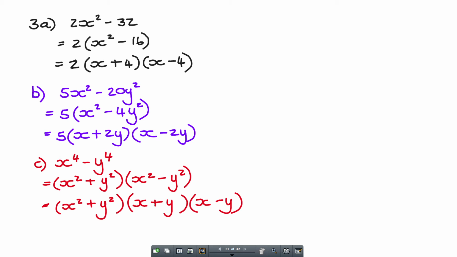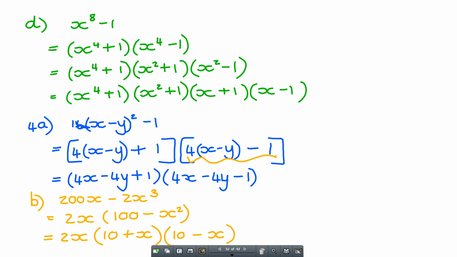Now, at C, you will see that I got x squared plus y squared and then x squared minus y squared. But over here, this bracket can be factorized further. There's two terms, there's a minus in between, and I can get square root of x squared and of y squared. So that factorized gave me that last bit. Okay, why could I not factorize this first bracket further? Because there was a plus. You guys get that?